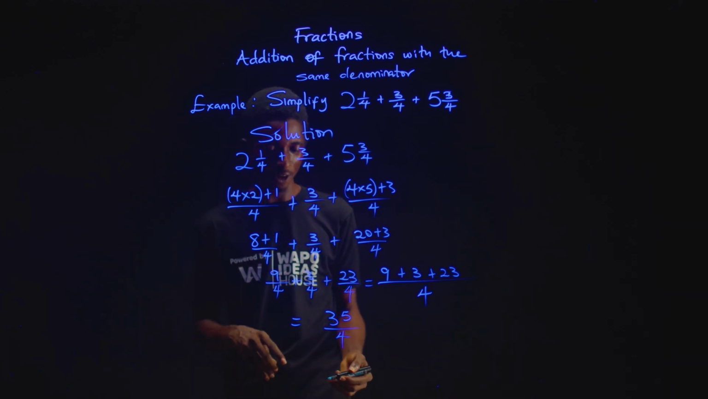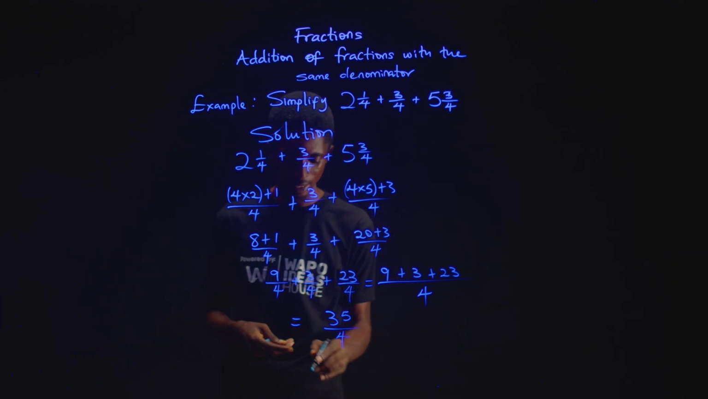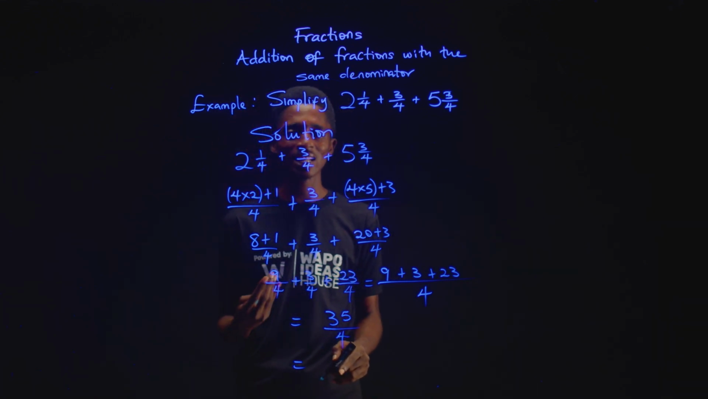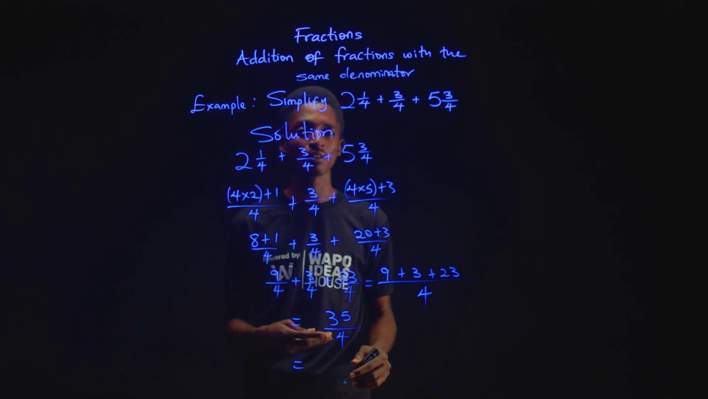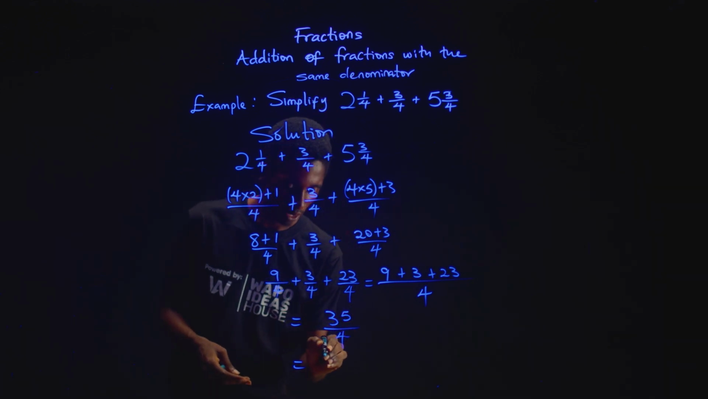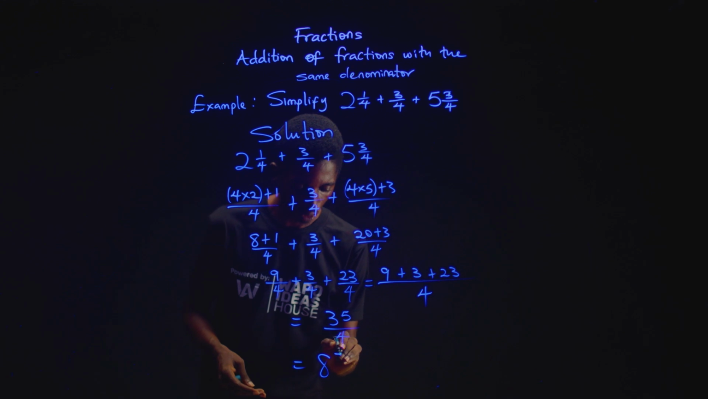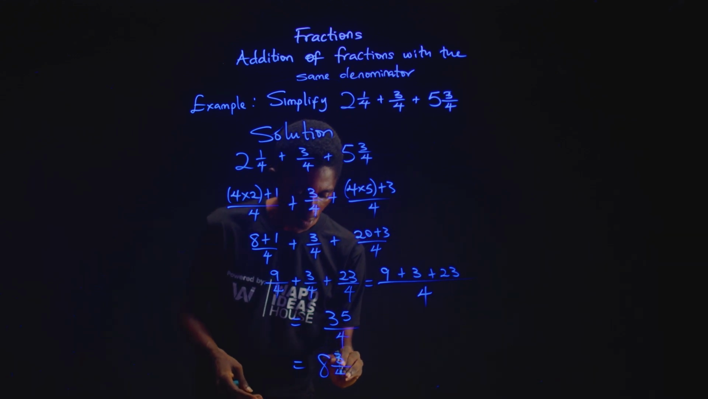This is an improper fraction which we have to convert to a mixed fraction. 4 in 35, that is 8 times, because 4 times 8 gives us 32. Therefore, we have 8 whole number, remainder 3, so 3 over 4.